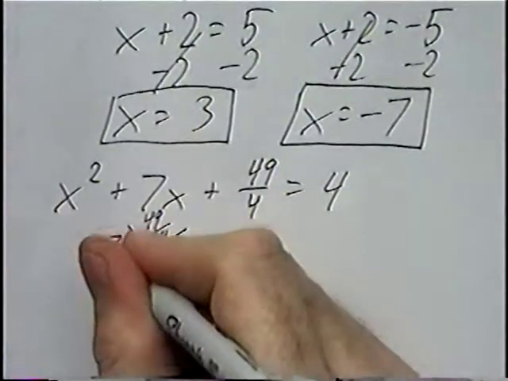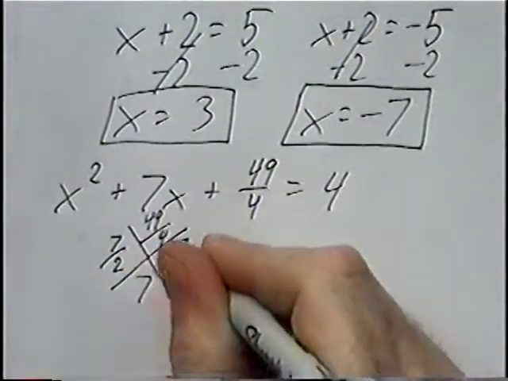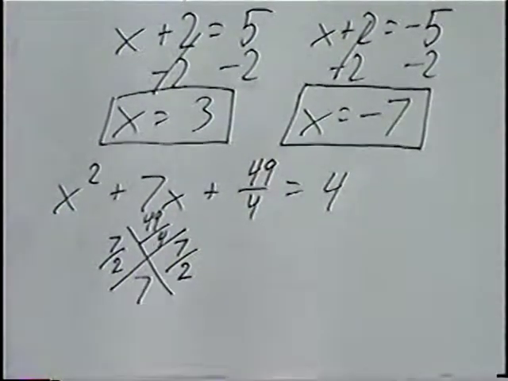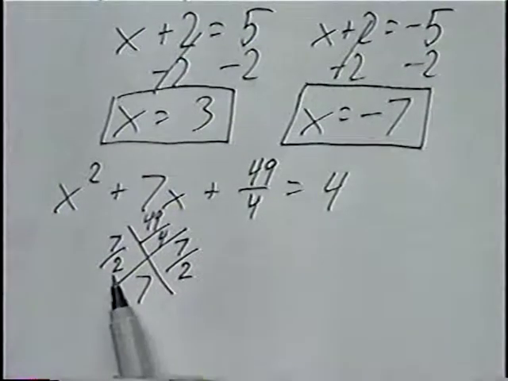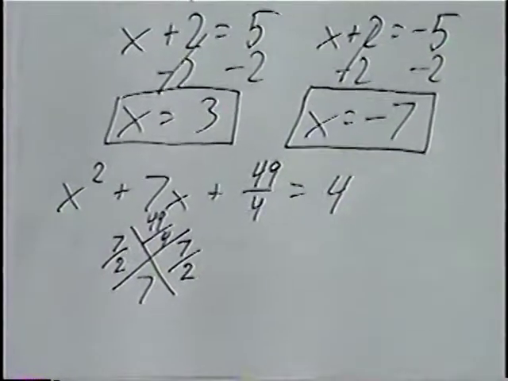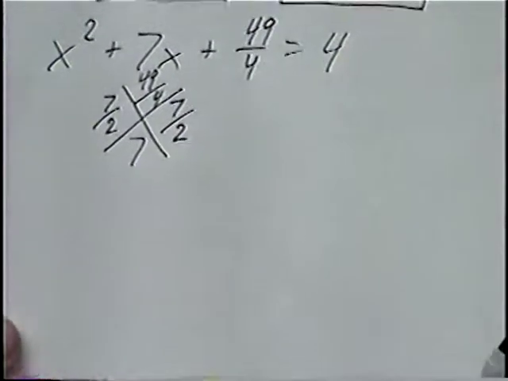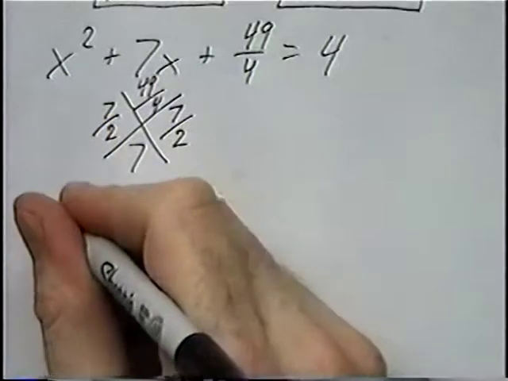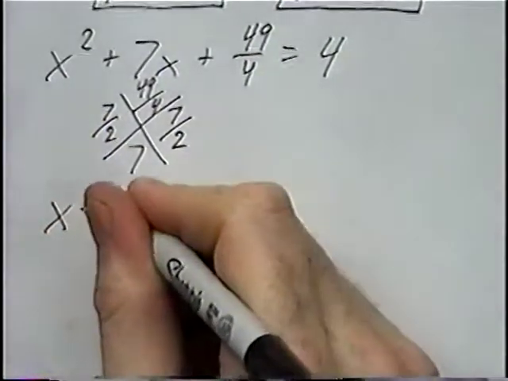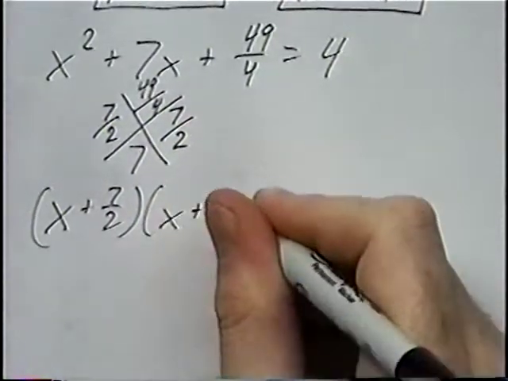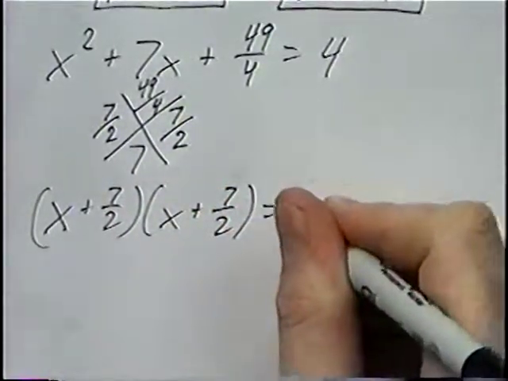The two fractions would be 7 over 2 and 7 over 2. 7 over 2 times 7 over 2 would be 49 over 4. And if you add 7 over 2 plus 7 over 2, that would be 14 over 2, or 14 divided by 2 would be 7. Rewriting the question, we'll have x plus 7 over 2, and our second factor is the same, x plus 7 over 2 equals 4.